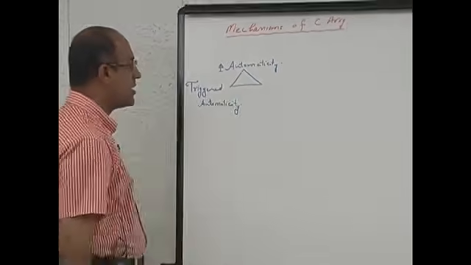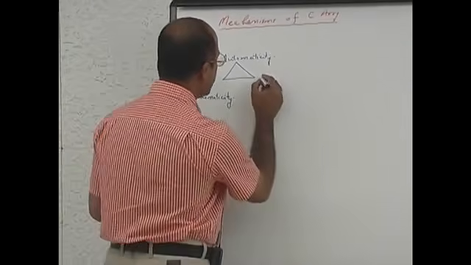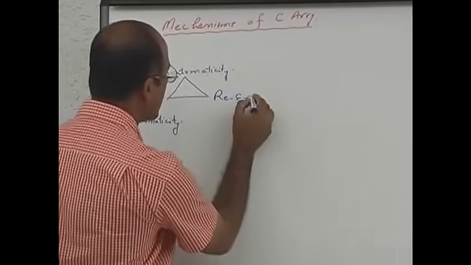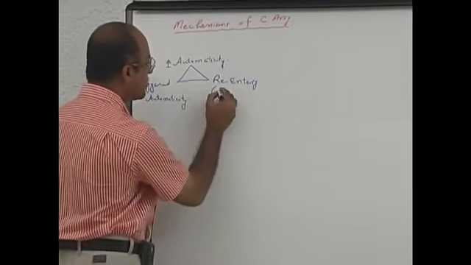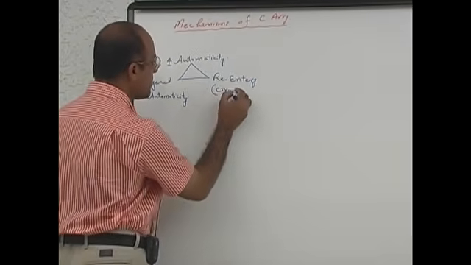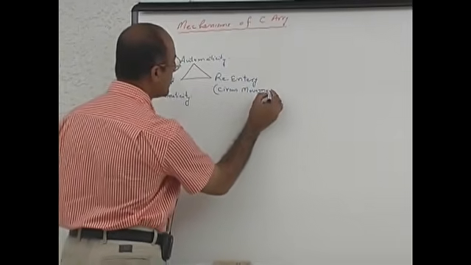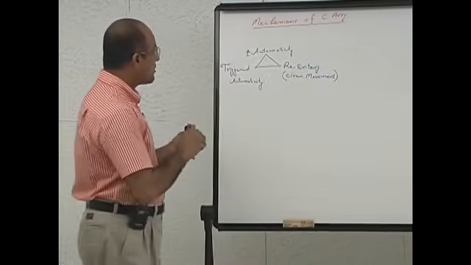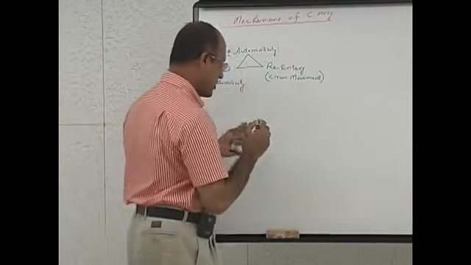And third mechanism is phenomenon of reentry or circus movement. I will explain all of them one by one. Circus movement. Now, first I will explain the concept of increased automaticity.